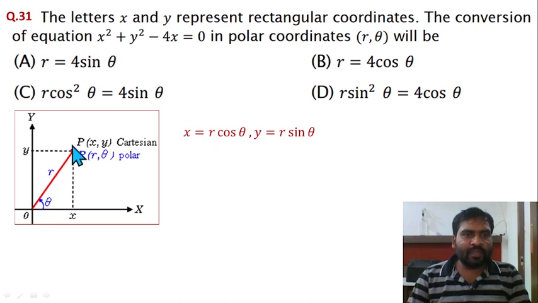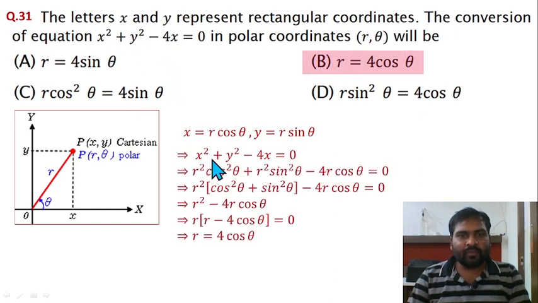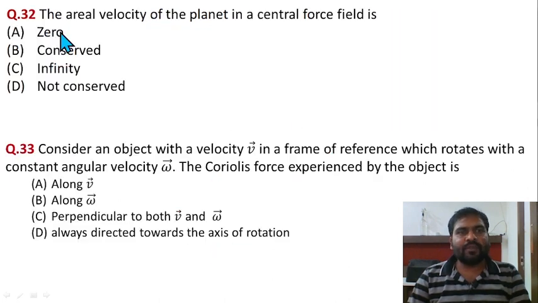Distance from origin of this point equal to r. Then this x value is going to be r cos theta and y is going to be r sin theta. Put it in this expression, x square plus y square minus 4x equal to 0. So x equal to r cos theta, y equal to r sin theta. After solving it, r equal to 4 cos theta. Option B is correct.